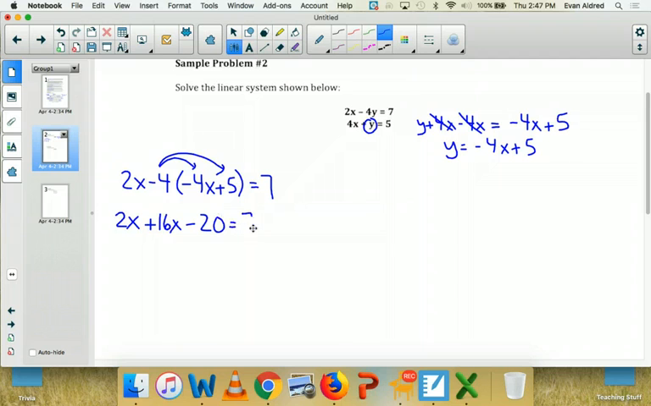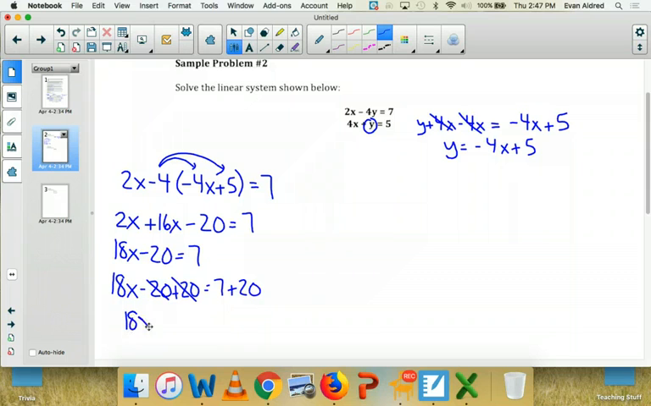And that equals 7. Well, we have x's there. We have 2x and 16x. So let's combine those. That's going to give us 18x minus 20 equals 7. Now we move, as we all know, we move our 20 over. And we're left with 18x equals 27.